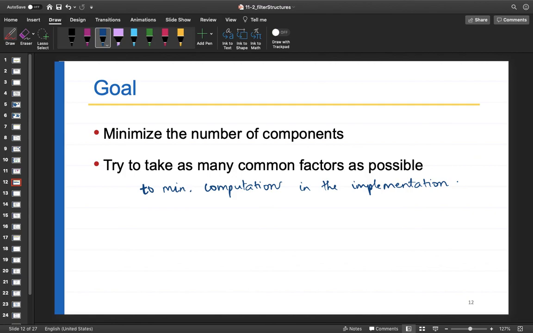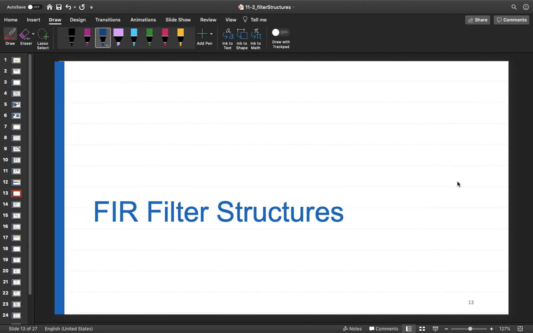That's it. So I think this was the basics for implementation. And now in the next video, we'll see FIR filter structures.